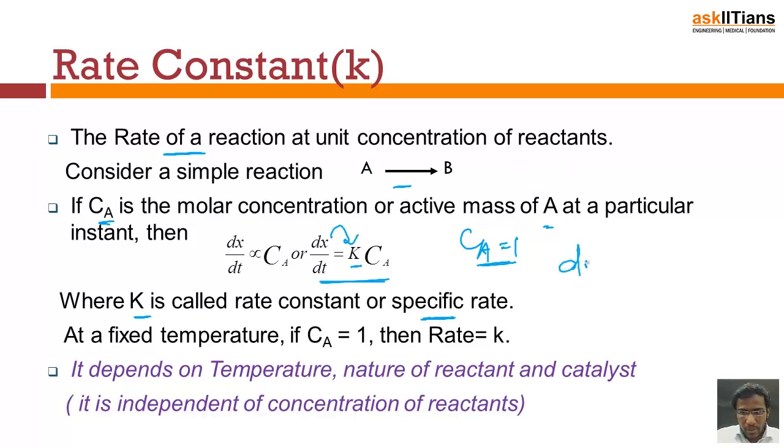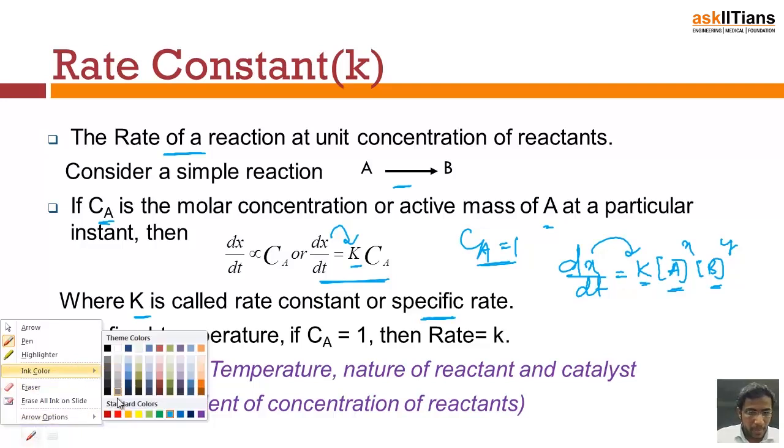Like if I take one more example, say rate of some particular reaction is equal to K into concentration of A power x and concentration of B power y. So when concentration of A and concentration of B are both 1, then the rate of reaction at unit concentration of the reactants is nothing but the rate constant of the reaction. Here there is a difference between rate and rate constant. Don't take both as equal, they are different.